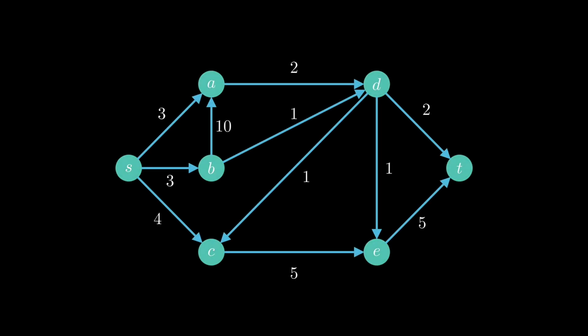This directed graph represents a network of pipelines along which oil can be sent. The goal is to ship as much oil as possible from the source S to the sink T. Each pipeline has a maximum capacity it can handle.